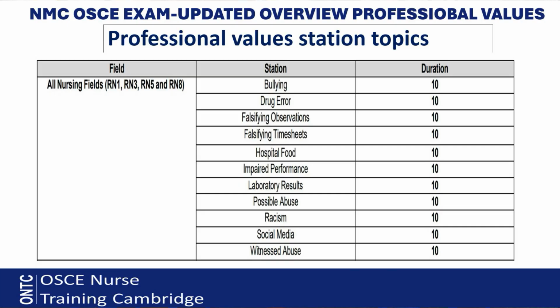The next one is possible abuse. So this is all about if you suspect. It's about safeguarding. So if you suspect one of your patients could be abused, any kind of abuse, what would you do as a professional nurse?